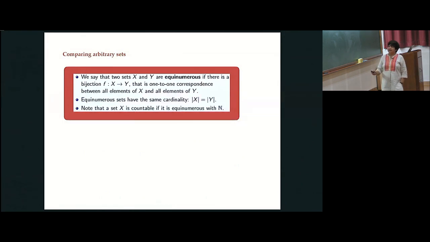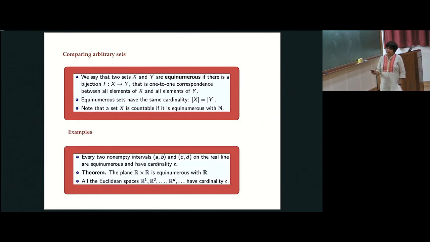Now if we compare arbitrary sets, let's do a bit more formalism into this. We say two sets are equinumerous if there is a bijection between them. And we all know equinumerous sets have the same cardinality. And of course, a set is countable if it is equinumerous with N. That's sometimes taken as the definition for countable sets as well. And these are examples: open intervals (a, b), (c, d) on the real line are all uncountable, and R2, R3, Rn are all uncountable and they all have the cardinality C. One can prove this.